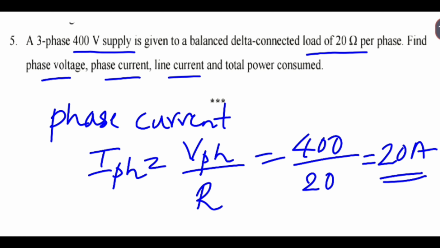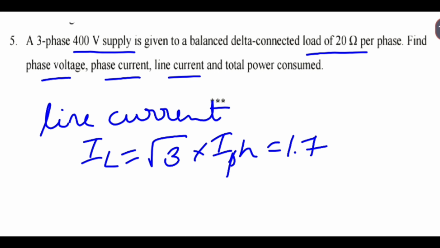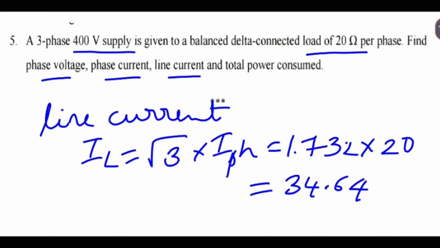Next we have to calculate the line current, IL. IL is equal to root 3 into IPH, the phase current. So root 3 is 1.732, multiplied by 20, so you will get 34.64 ampere. Okay, this will be the answer.